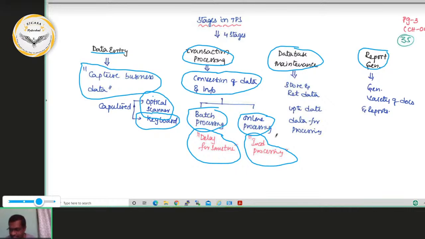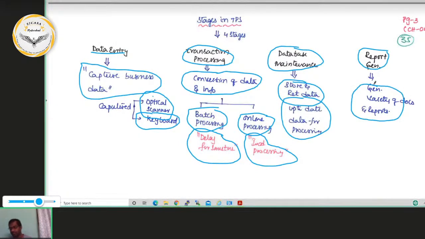Next is database maintenance. So what do you mean by database maintenance? Database maintenance is required for the purpose of storing and retrieving data, or storing up-to-date data, for processing. And the last one is report generation. Report generation is nothing but this component generates a variety of reports. So these are 4 stages in TPS. First one is data entry, second is transaction processing, third one is database maintenance, and last one is report generation.